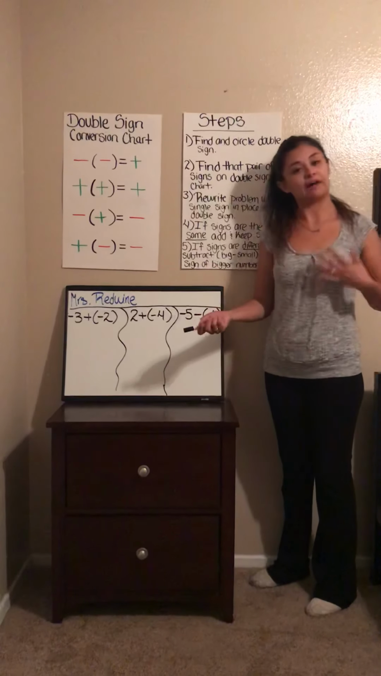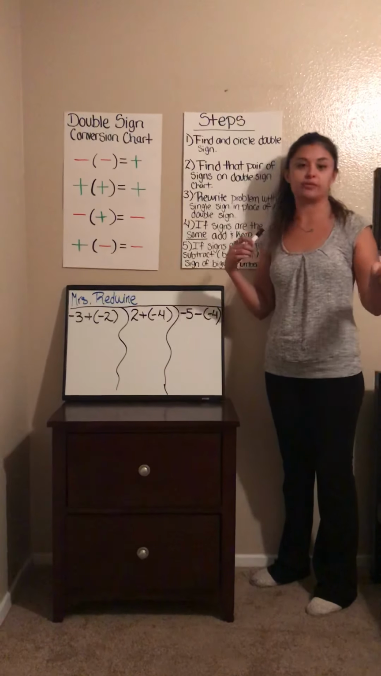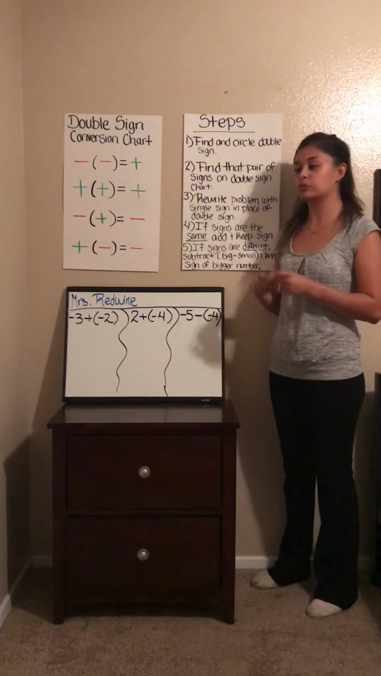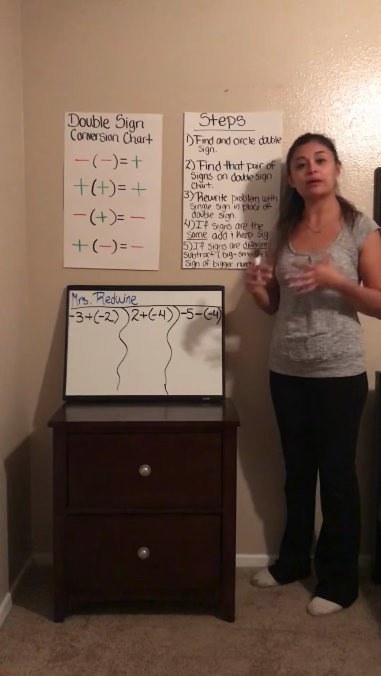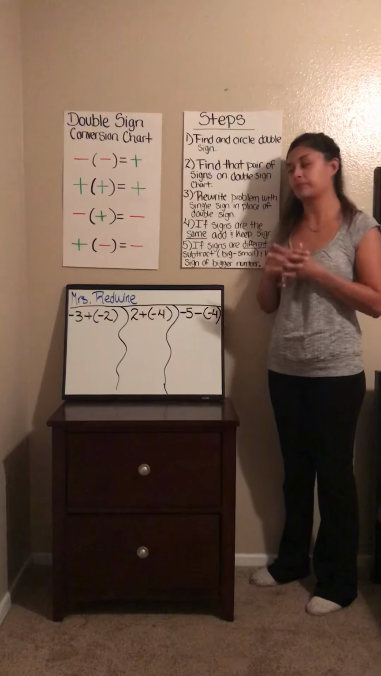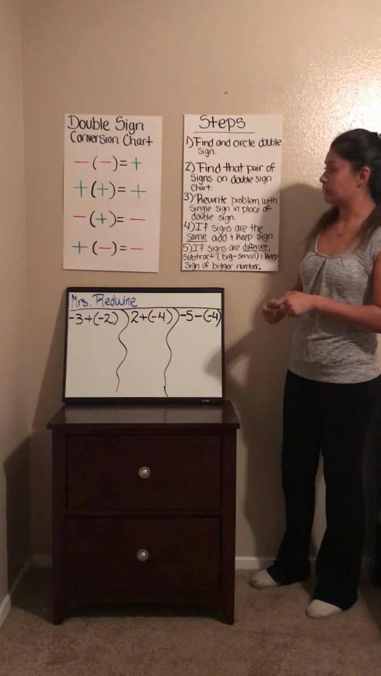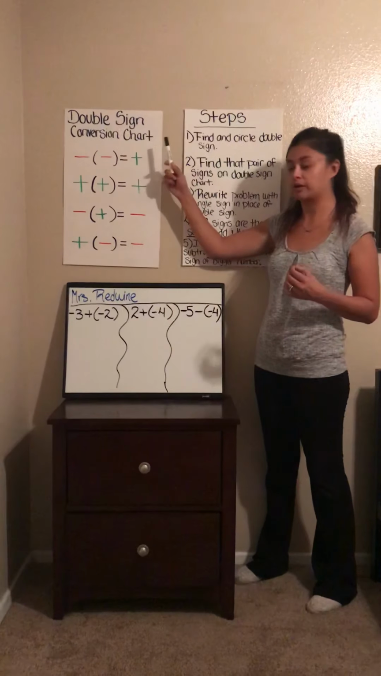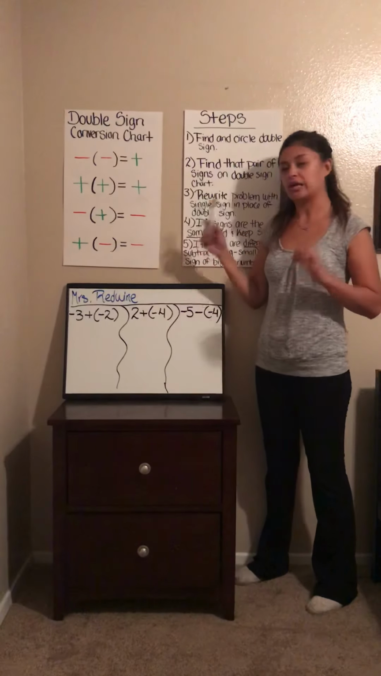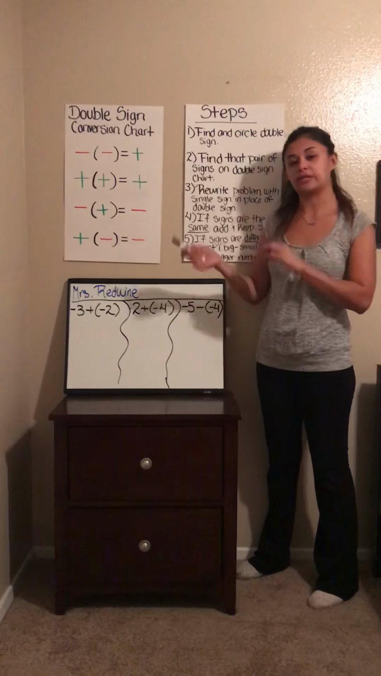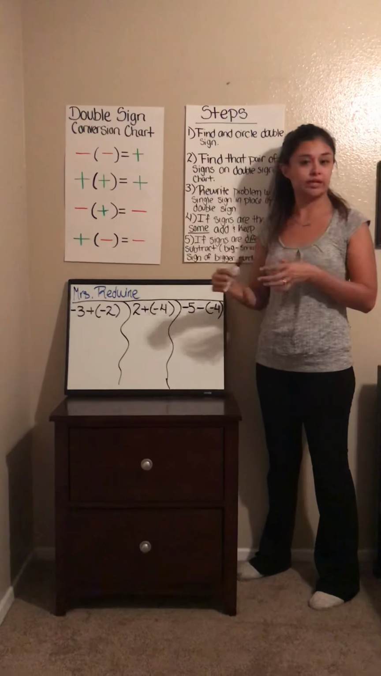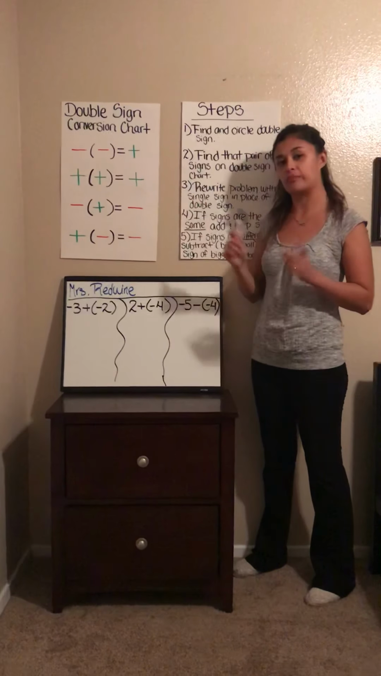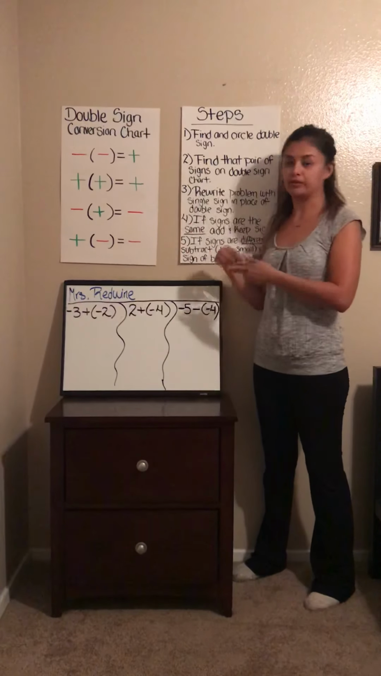Sometimes in math, we're going to have to combine those positive and negative numbers. So today, what we're going to learn is how to convert your numbers so that we can add them and make it easier for you, okay? What we have here is our double sign conversion chart. If you have an equation with two signs, a positive and a negative, or negative and a negative, anything like that, this is going to help you convert the sign so you can combine your numbers.